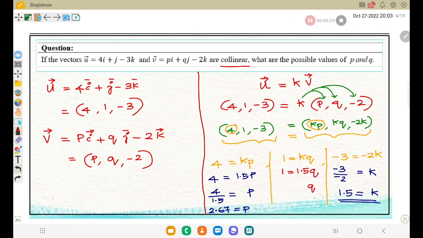So q equals, divide both sides by 1.5. So 1 over 1.5 equals, we are getting 0.67 approximately, the value of q, okay? So in this question we need to calculate what p and q are. So what is the p value here? The p value we got 2.67 and the q value we are getting is 0.67. So this is the content of that question. If the two vectors are collinear, what are the possible values of p and q here?